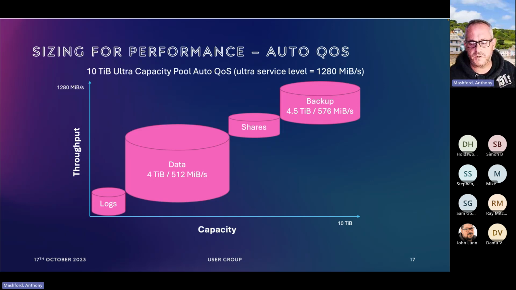So AutoQoS was the original deployment, which essentially, when you created a volume, automatically assigned the throughput based on its size. As you can see here, the data volume is 4 terabytes times 4. At this level it is ultra tier, 520 megabytes per second of throughput for that volume.